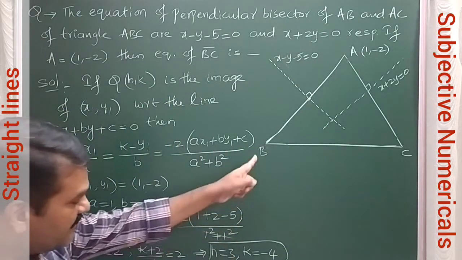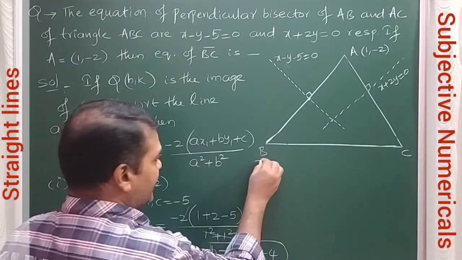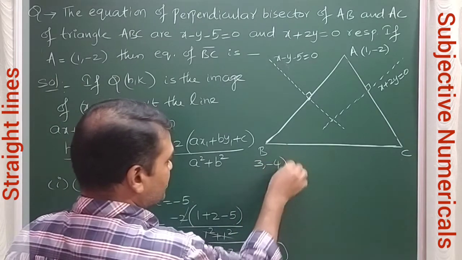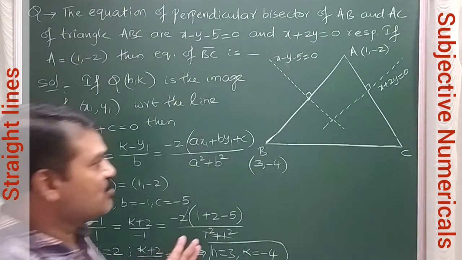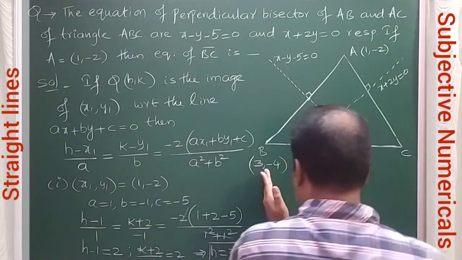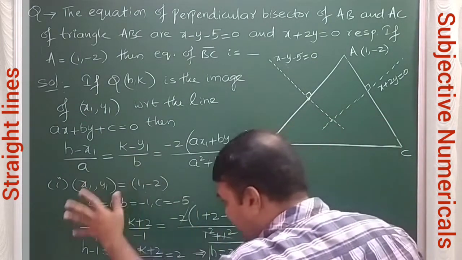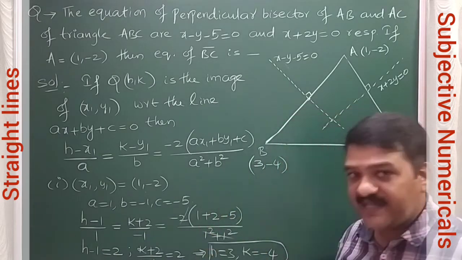So what did we get for B now? 3 comma minus 4. We got B as 3 comma minus 4. Okay, so make a note of this point first. Now I will rub this one and we will go to the second case.